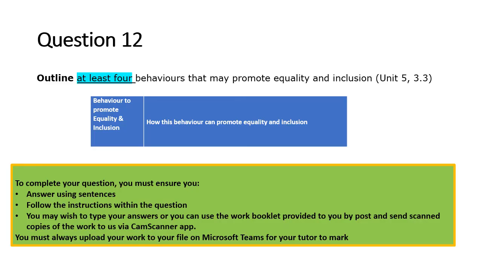And this brings you to question number 12. You need to outline at least 4 behaviours that may promote equality and inclusion. So at least 4, no less than 4. You can do more, but at least 4. So the behaviour to promote equality and inclusion in the left-hand box, and then you're going to outline how this behaviour can promote equality and inclusion on the right-hand side, making sure you're writing sentences when you're giving your answer.